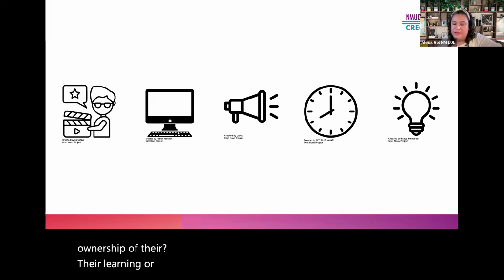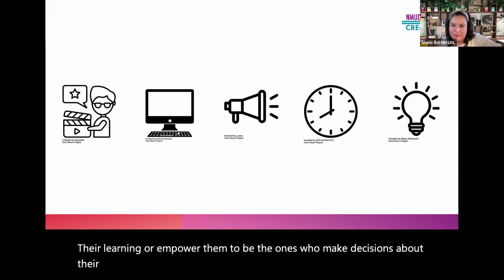Does anybody have a favorite way to kind of give students back that ownership of their learning, or empower them to be the ones who make decisions about their learning, or an example, story, anecdote?